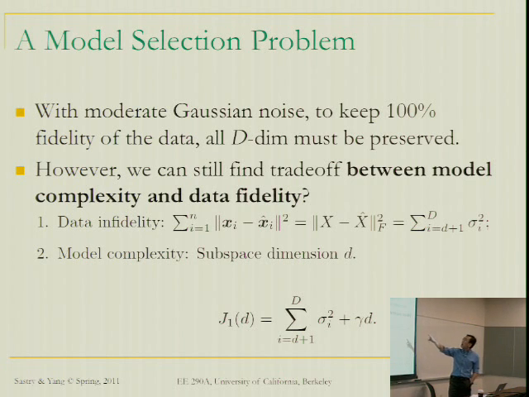However, in reality, if we can get away with not keeping 100% of the fidelity, we can still find a trade-off between model complexity and data fidelity. Okay, so how to do that? First, to measure how well we model the data, that's fairly easy. That's equal to, as we have seen last time, the sum of the squares of the error between my observation xi and my approximation x hat i. So that is equal to the Frobenius norm of the difference of the two data matrices X and X hat, right?